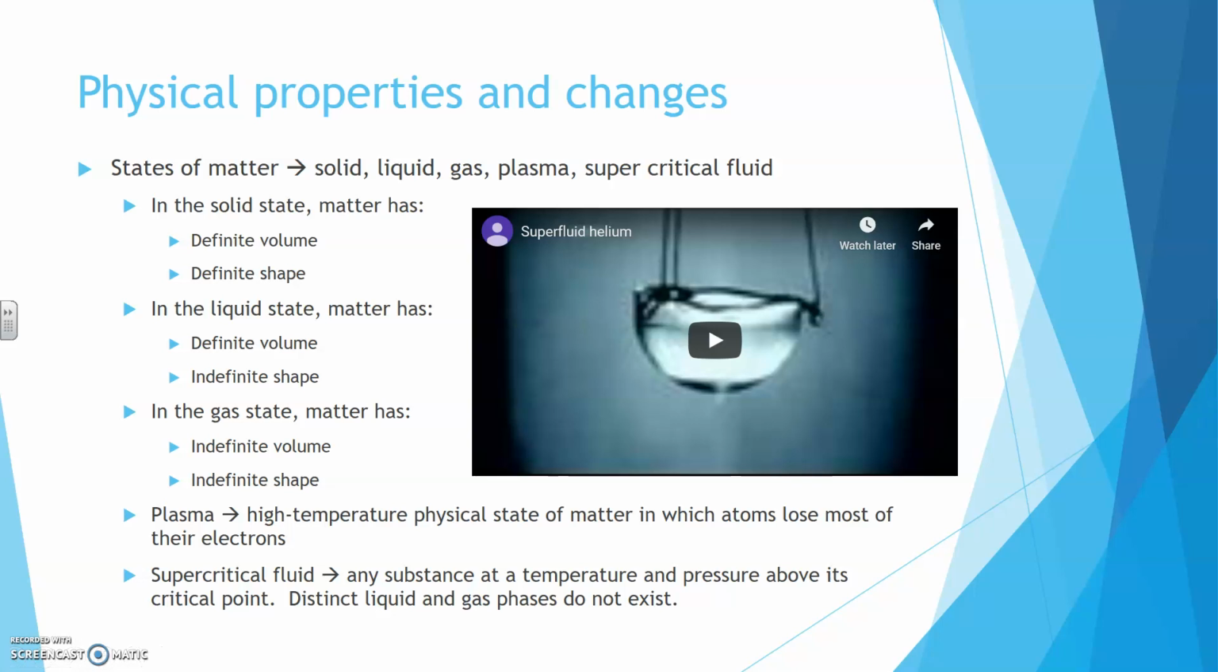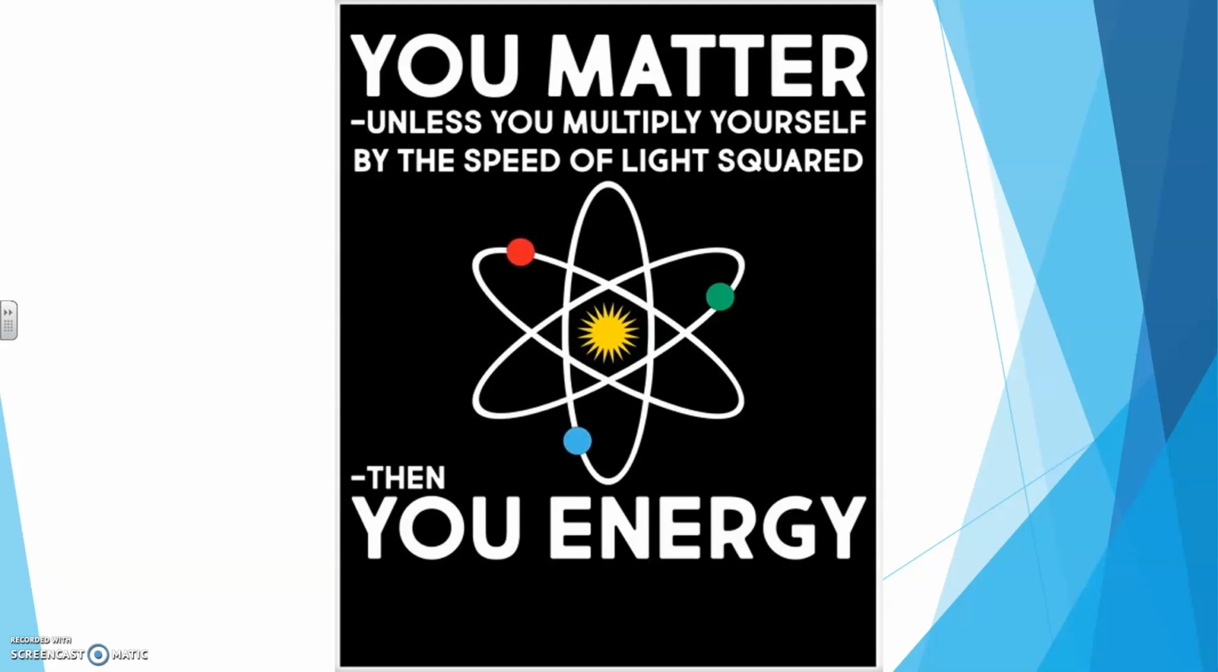So picking up where we left off, I have to get a science pun in here. Get it? E equals mc squared. Energy equals matter times the speed of light squared. Yeah, I know. I'm sorry.